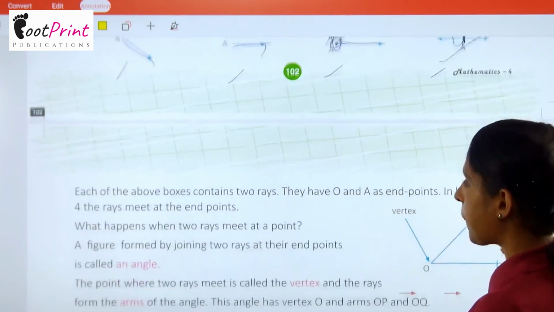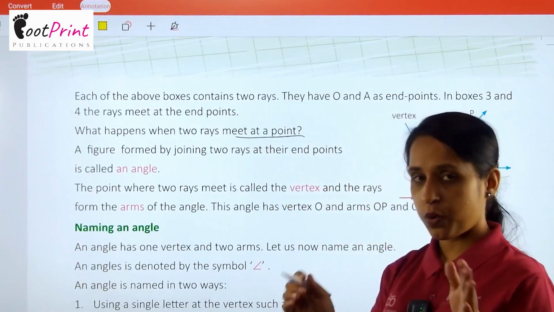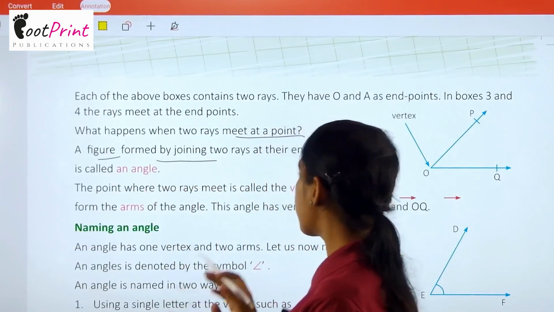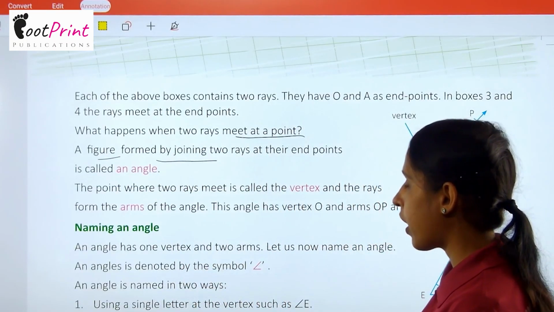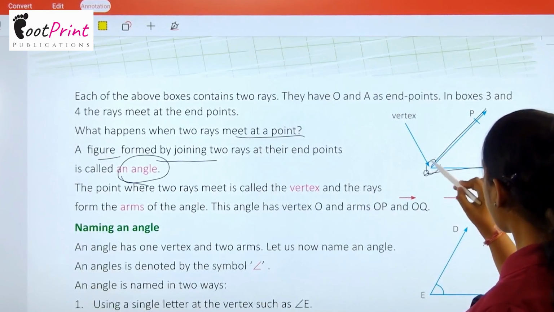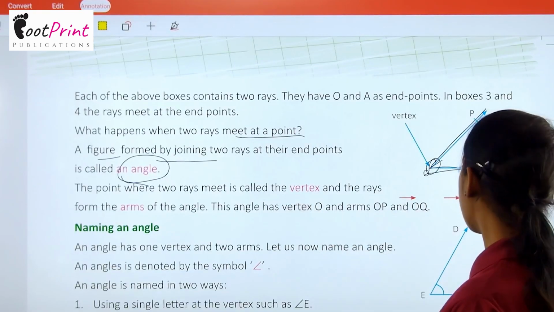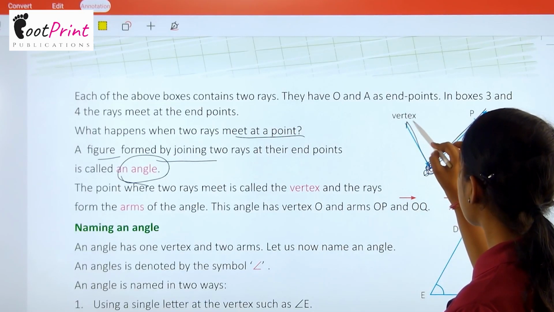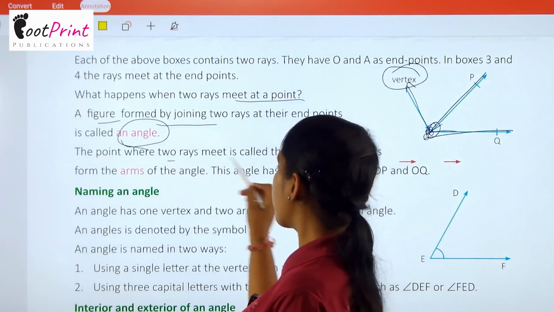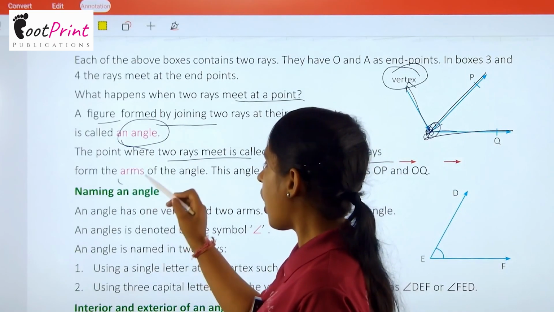So what happens when 2 rays meet at a point? A figure formed by joining 2 rays at their end points is called an angle. So such 2 rays that meet at an end point, that is our angle. And this point, its name is vertex. We will call it vertex. Okay, the point where 2 rays meet is called vertex and the rays form the arms.